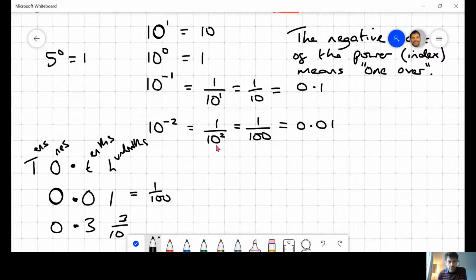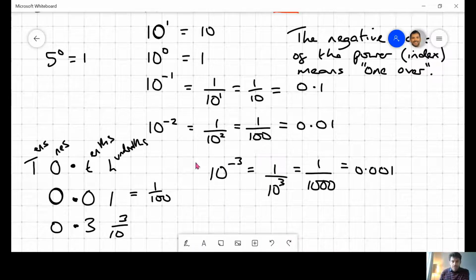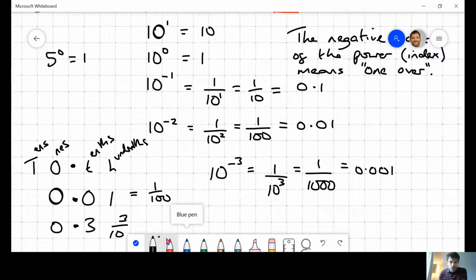10 to the power of negative 3 is 1 over 10 cubed, which is 1 over 1,000 or 1/1,000th, which is 0.001. I won't keep going. That's probably enough for you to spot the pattern. Now, a useful way to think of it again, but because this might be a bit new to you, or you've certainly forgotten, I would suggest you go through these stages to work it out.